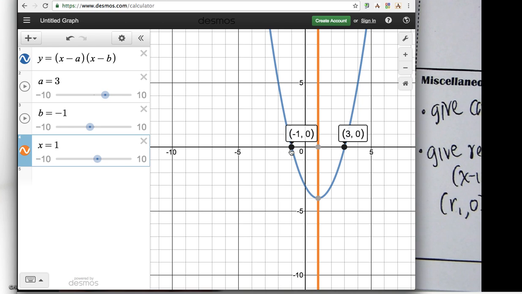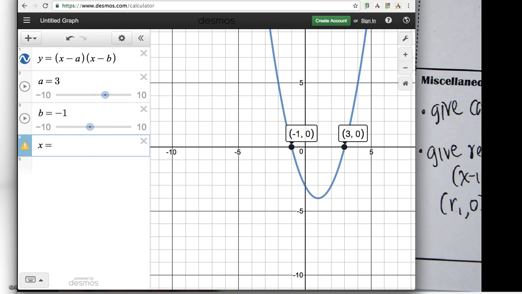And how can we, just from the values of 3 and -1, find this x value? How can we find 1? It's going to be exactly halfway in between the two x-intercepts. So really what we can do is find the average of the two x-intercepts, and that would tell us right in the middle where our x-intercept falls.